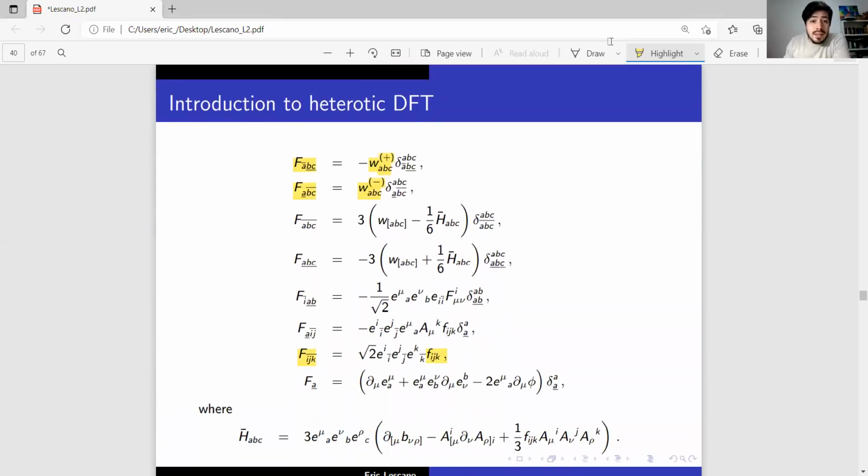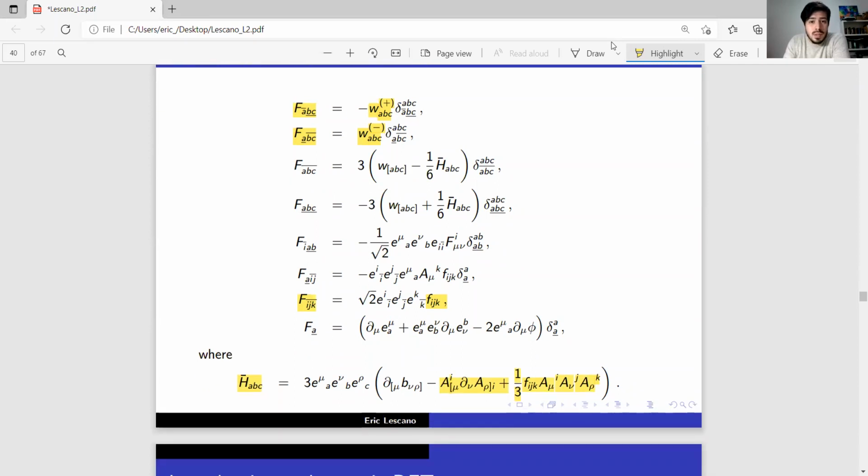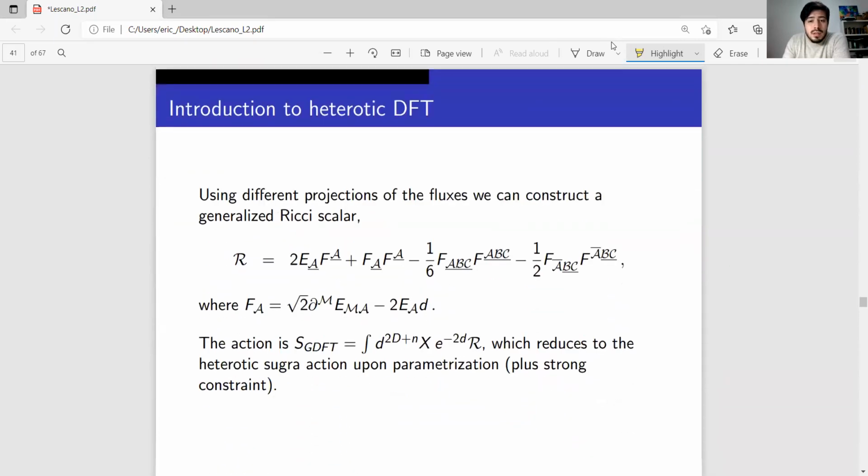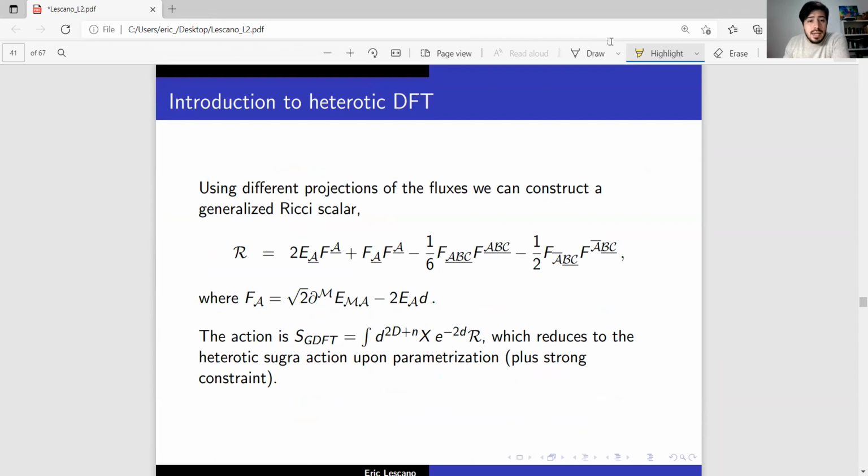Okay. And from the gauge double field theory, we can reproduce this Chern-Simons three form with the gauge Chern-Simons terms. So this gauge double field theory formulation is very convenient to rewrite the heterotic supergravity, the low energy limit of the heterotic string. Okay. Finally, the Ricci scalar is written in terms of the fluxes. This is our Ricci scalar in terms of the fluxes.